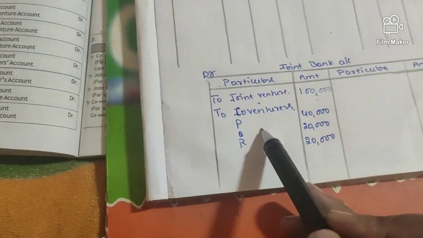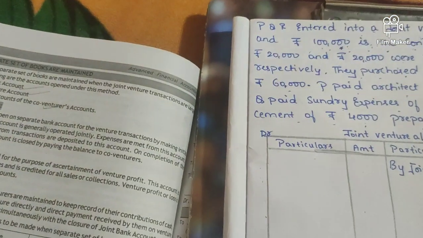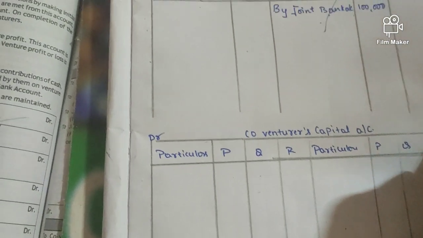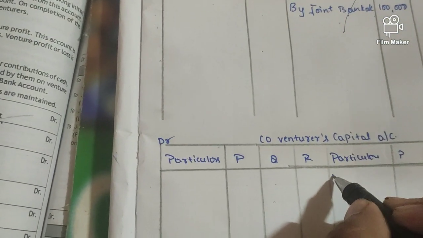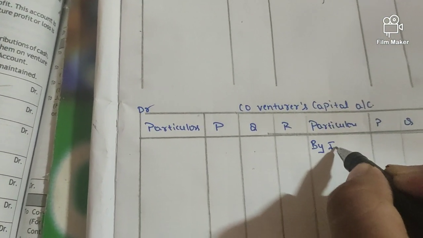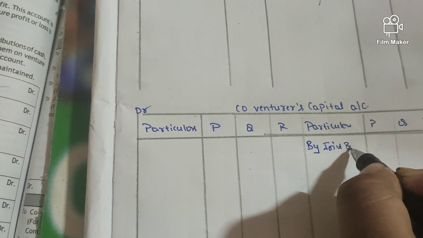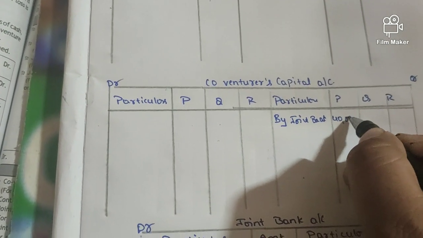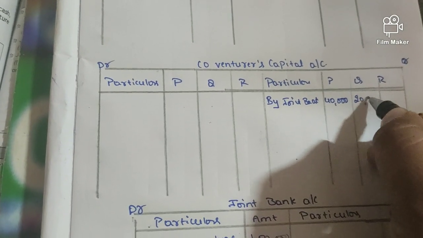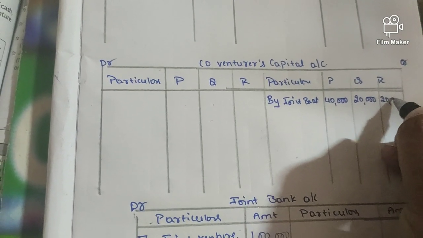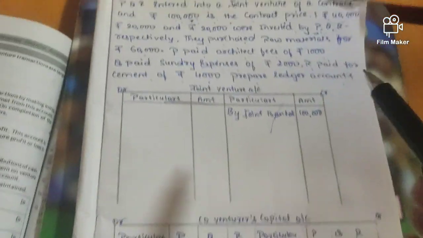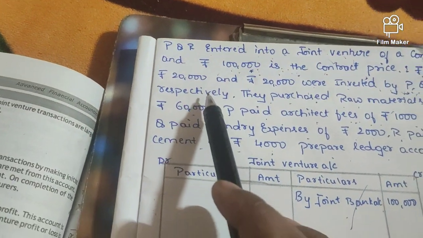In the joint bank account debit side, we have mentioned the opposite entry. Now under co-venturers, on the credit side, we will mention the amount. Under co-venturers, we will mention it as by joint bank account. What is the amount? P 40,000, Q 20,000 and R 20,000 rupees. Got it? If you remember the journal entry, it is very easy to post. Next, come for the next entry.